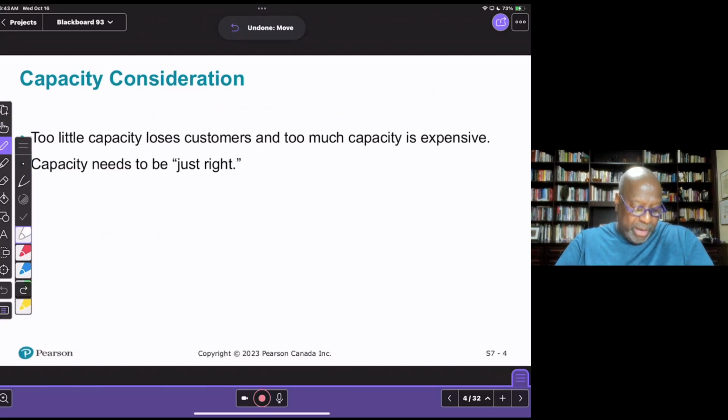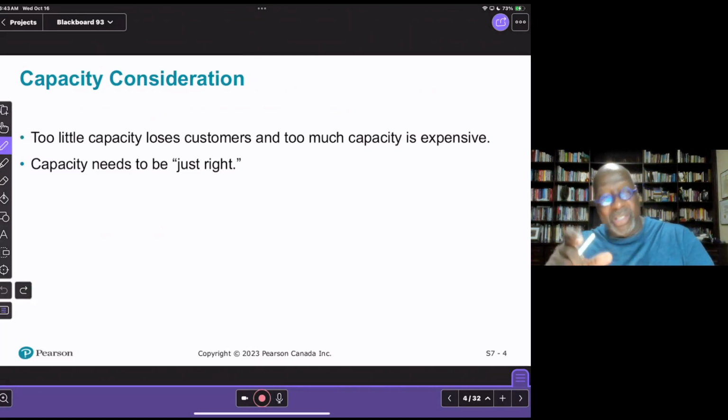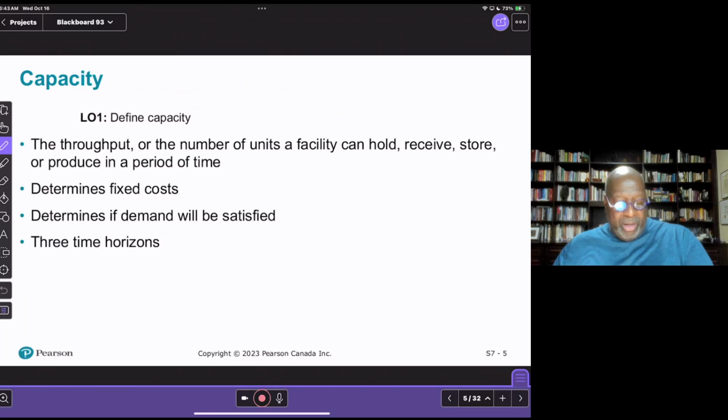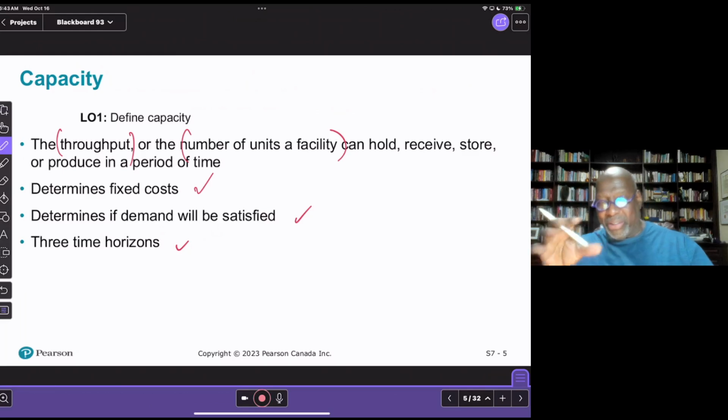And the way in which we do that, of course, is to be able to measure the capacity versus the demand that we're trying to satisfy. And that will help us out. Okay? So in terms of defining what capacity is, it's the throughput or the number of units a facility can hold, receive, store, or produce in a given period of time. It determines fixed costs, determines if demand will be satisfied, and when we're planning capacity, we could think of three different planning horizons.